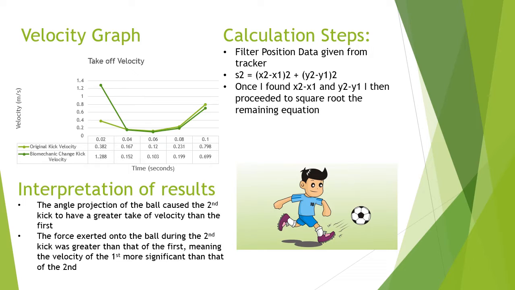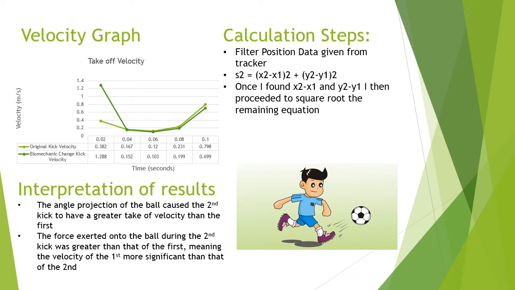From looking at the graph, it clearly illustrates the influence a biomechanical change can have when performing a soccer kick. The biomechanical change largely altered the velocity of the ball, with the mean velocity being 0.49 meters per second, whilst the regular kick calculated to be 0.34 meters per second. At the 0.04 second mark, you can see a considerable drop during the biomechanical change kick.